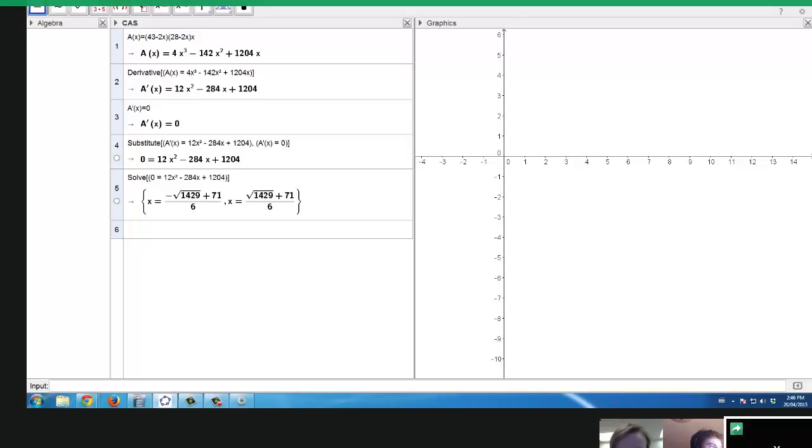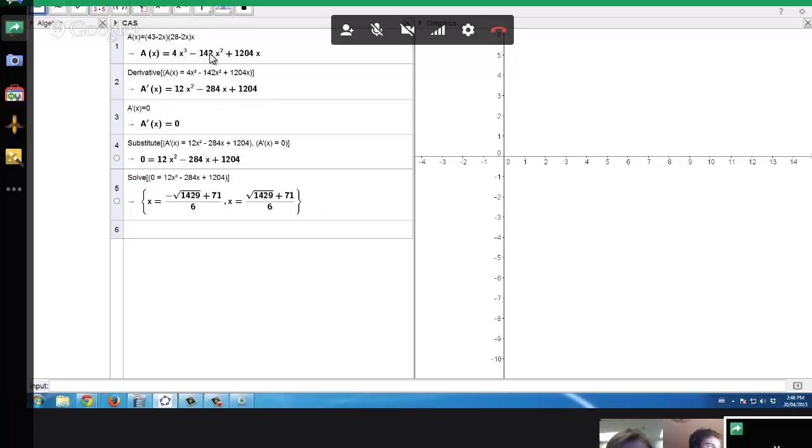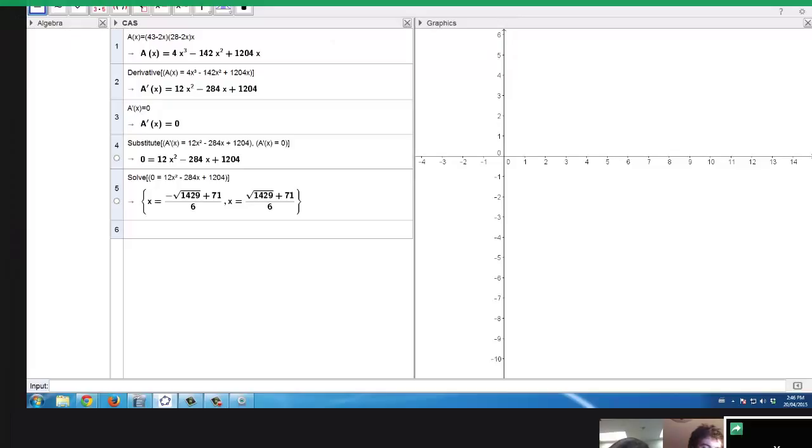So as you can see, I have my expression. I called it A, and by A I mean V, so volume. I've got my volume, set it equal to 0, I substitute 0 for my volume, and then I solve for x, and it does the quadratic formula for me. Pretty nice, eh? So x is equal to what? So x is equal to square root of... No, there's a negative square root. Right. So there's the negative square root 1429 plus 71, all over 6. And then the plus 1 is square root of 1429 plus 71 all over 6.